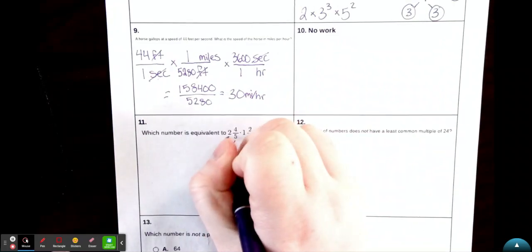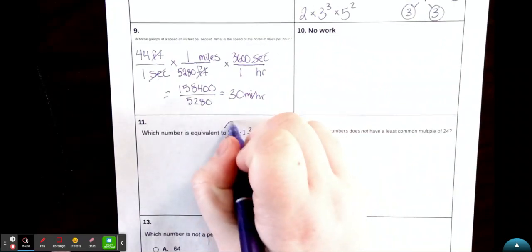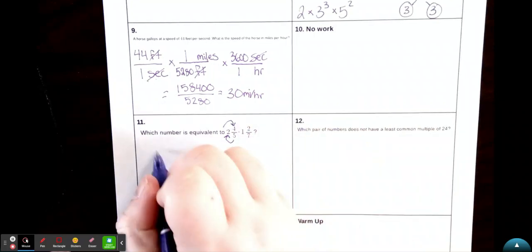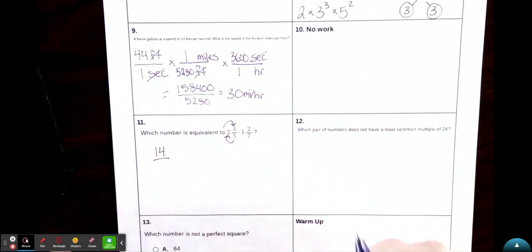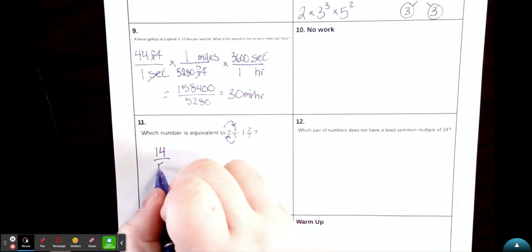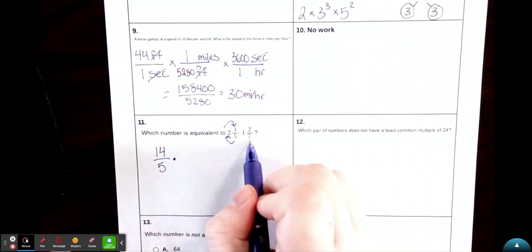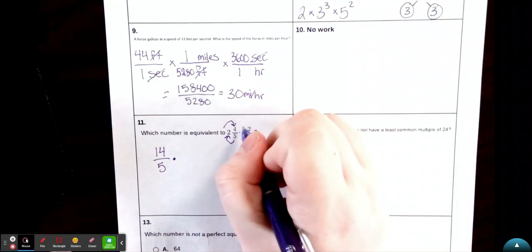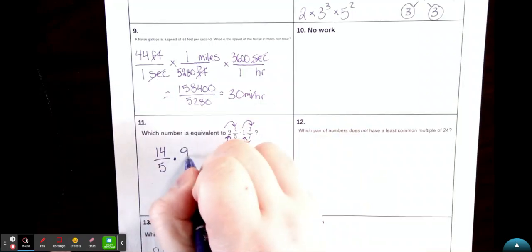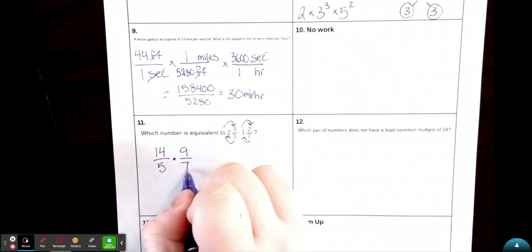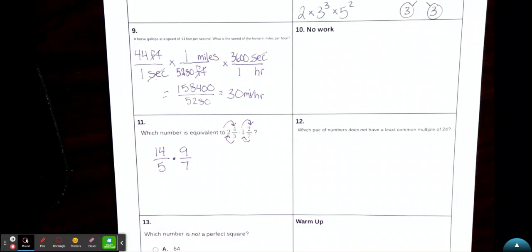What is 5 times 2, plus 4? 14 over 5. Times, what's 7 times 1, plus 2? 9 over 7. Okay, then what's my next step? Cross cancel. Check for cross canceling.